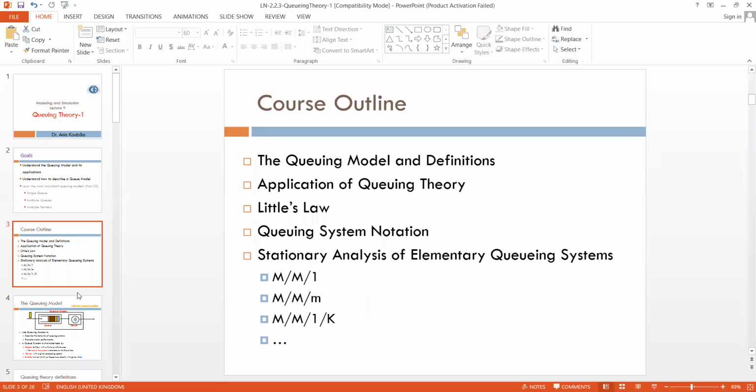So in this outline, we're actually going to take key aspects. Queuing models is a whole subject on its own, for a number of semesters those days. So we're going to take some aspects which are very relevant to understanding the component. So in the outline we are looking at what queuing models are, their definitions, Little's law, queuing system notations, and then how to read the QNAP notations, and stationary analysis of elementary queuing systems.